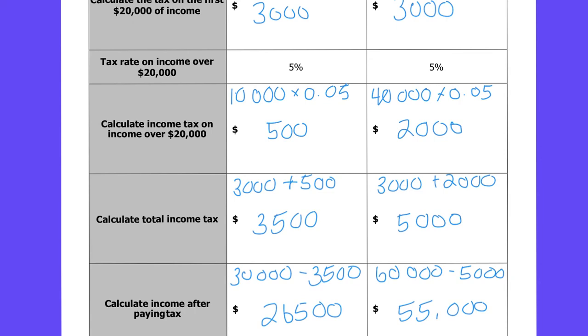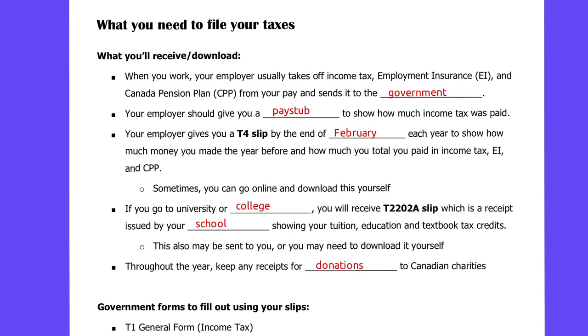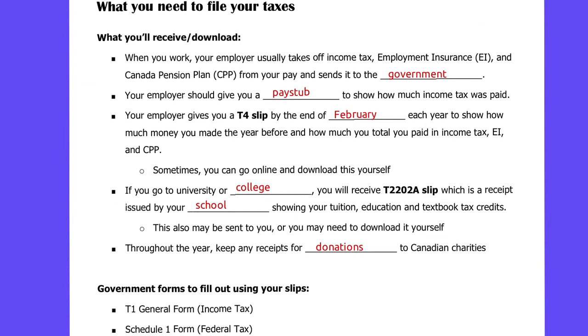Okay, so that's it for those 3 examples. So what you need to file your taxes. So this is what I was referring to above, that you'll be sent, or you might actually even have to download yourself. It just kind of depends on your employer. If they have an online system that allows you to download it yourself, then you may do that. If not, they'll give you a paper copy of it.